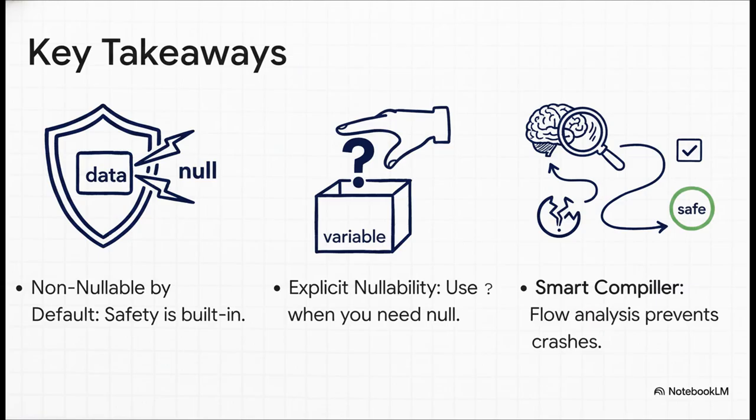So let's just boil this all down. What are the big takeaways? Number one, safety is the default. Variables can't be null unless you say they can. Two, if you need null, you have to be explicit and use that little question mark. And three, Dart's amazing compiler uses flow analysis to let you work with those nullable types without any fear of crashes.